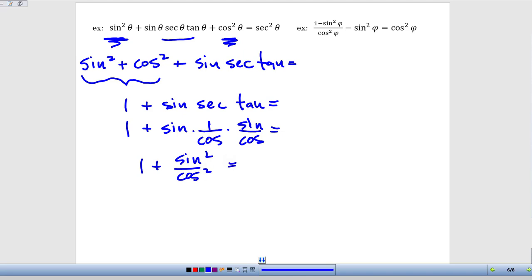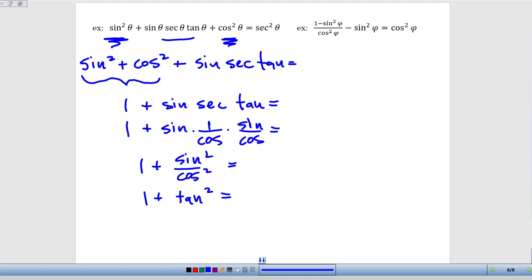And now I can work backwards on my quotient identities to change this sine squared over cosine squared into a tangent squared. If sine over cosine is tangent, then sine squared over cosine squared is tangent squared. And now once more, I can see that I need to use another Pythagorean identity because I've got two terms, the 1 and the tangent squared, being added together to equal that secant squared.